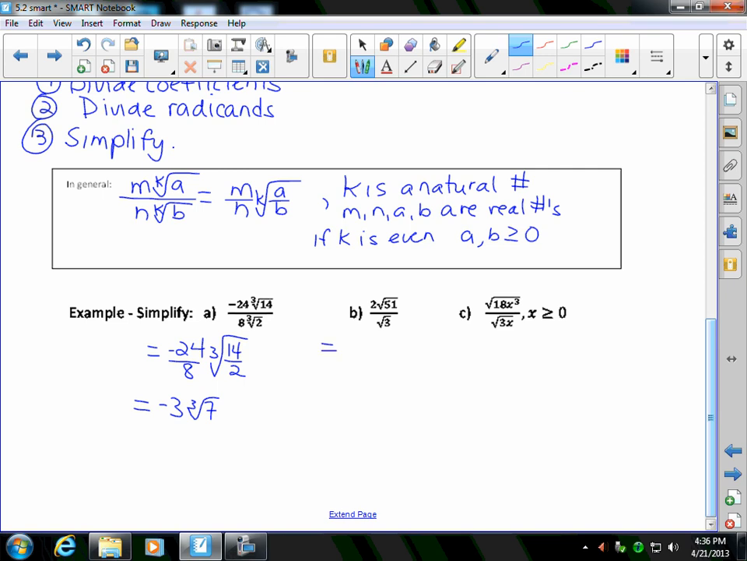Okay, in B, I don't have a 2 or anything to divide the 2 into, but what I can do is see if 51 divides evenly into 3, which it does, leaves me with 2 square root 17.